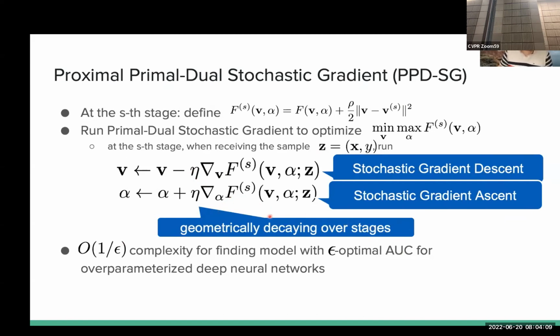And then they can show that they have the 1/epsilon complexity for finding the model with epsilon-optimal AUC, which means that if they want to find the model whose AUC value is epsilon close to the optimal AUC, then they need 1/epsilon complexity. So the global guarantee is no longer only trying to find the stationary point. They can find the global optimal solution with this complexity order of 1 over epsilon.